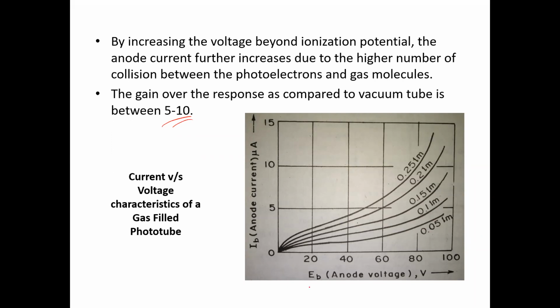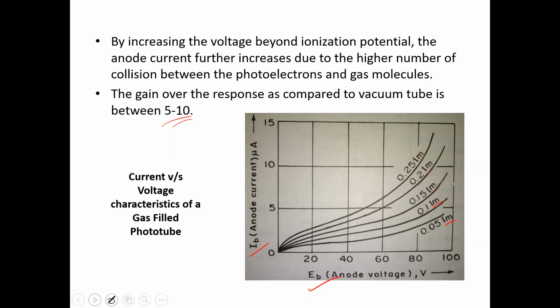Now, a typical characteristic curve of the gas-filled phototubes is shown over here. Again, the anode voltage and the anode current are plotted, for different intensities of light. So here it can be said that the graphs are not getting saturated after a certain amount of voltage, rather they are ever increasing. So that is going to cause the non-linear relationship between the intensity of light and the amount of current flow.